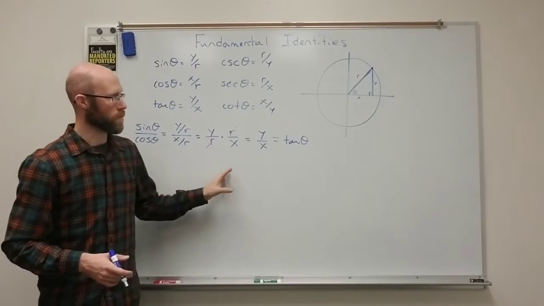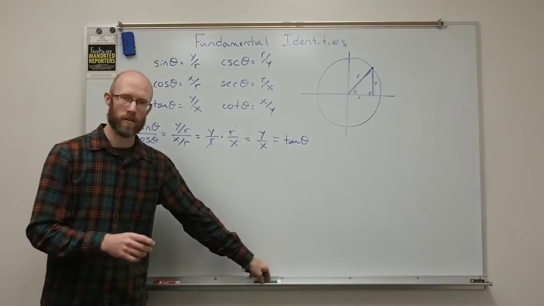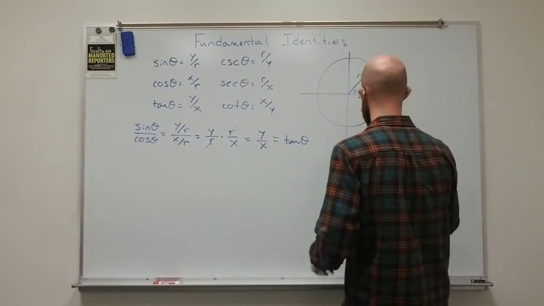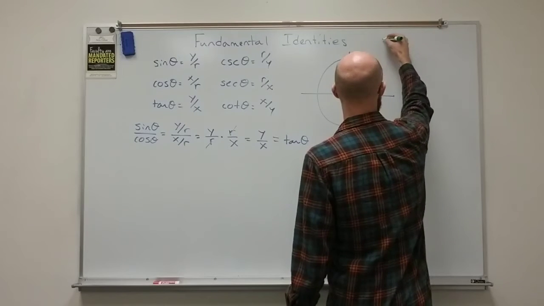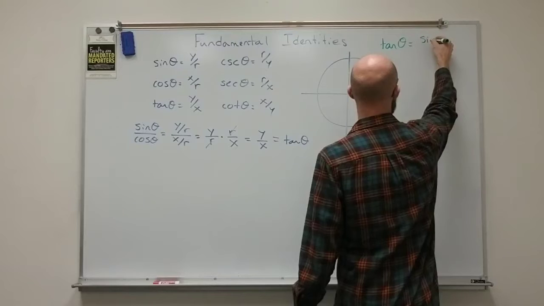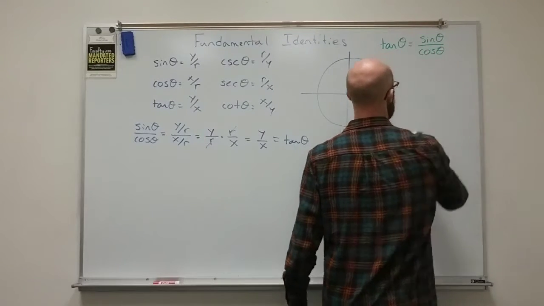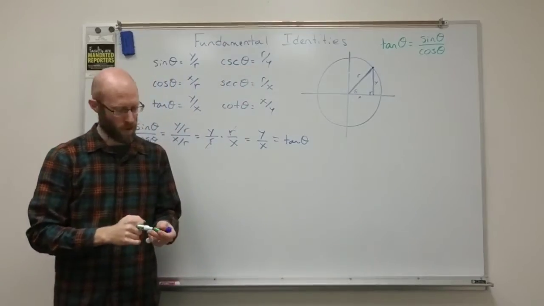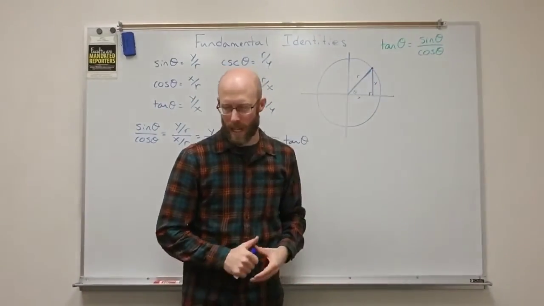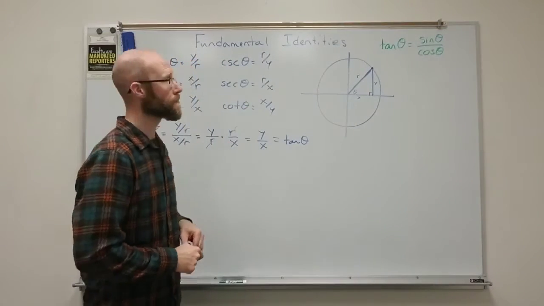So what I'm going to do is keep track of some of these identities off to the side. That way I have some room to work over here. So as a general principle, the tangent of theta is equal to the sine of theta divided by the cosine of theta, okay? So we've got that as one of our fundamental identities. It's called a quotient identity, okay?